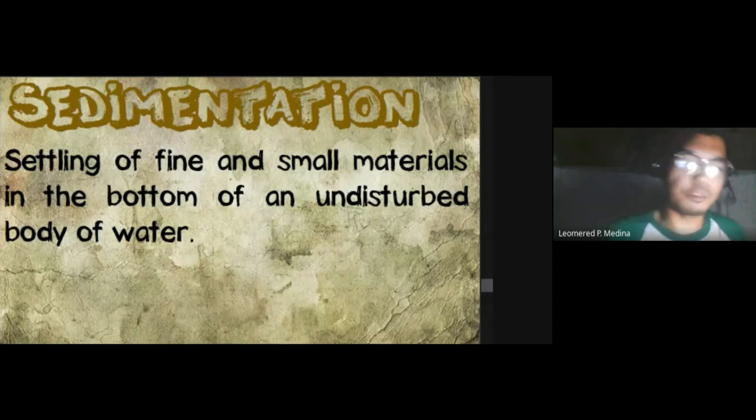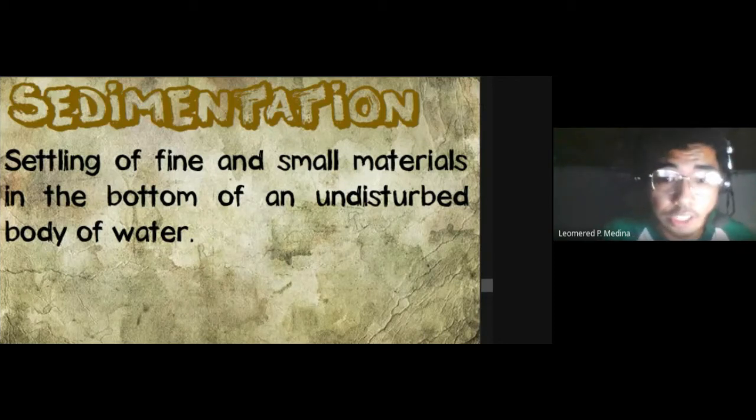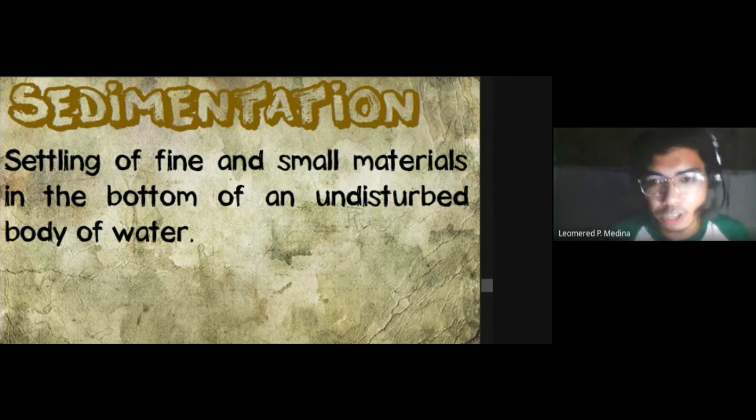So, the last type of exogenic process is known as sedimentation. In the case of sedimentation, obviously it is the settling of fine and small materials in the bottom of an undisturbed body of water. So if we're going to consider it, weathering is the breakdown of large rocks, mass wasting is the transport of a lot of those destroyed rocks, for instance, then deposition is how different types of sediments, different types of materials will simply be deposited in one area. Well, in the case of sedimentation, it's the movement of sediments or smaller or finer materials.